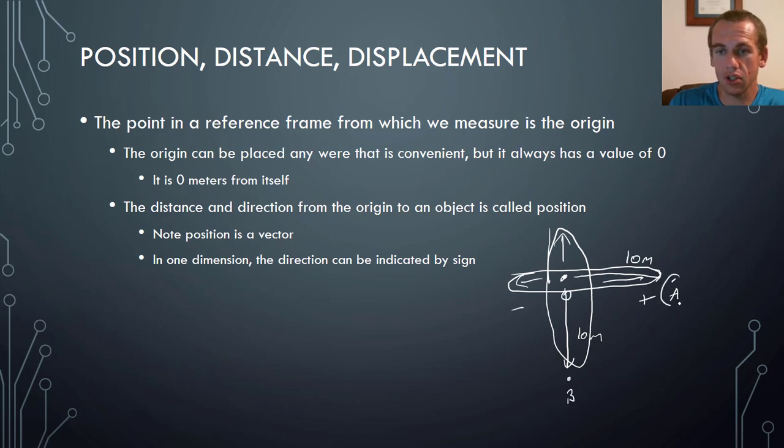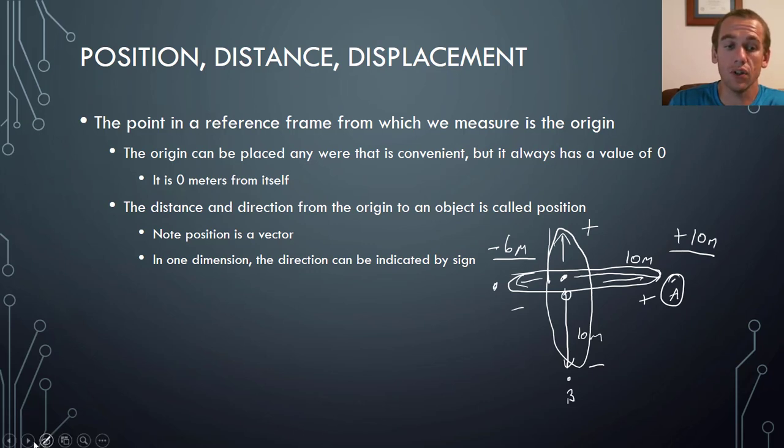So I could say that the position of object A is positive 10 meters, and you don't have to write the plus, it's understood. Now if I had something over here, I could say its position is, say, negative 6 meters. I do have to write the negative, but that's indicating to me that it's to the left of the origin. This would also work for vertical. We could call this way positive and this way negative.